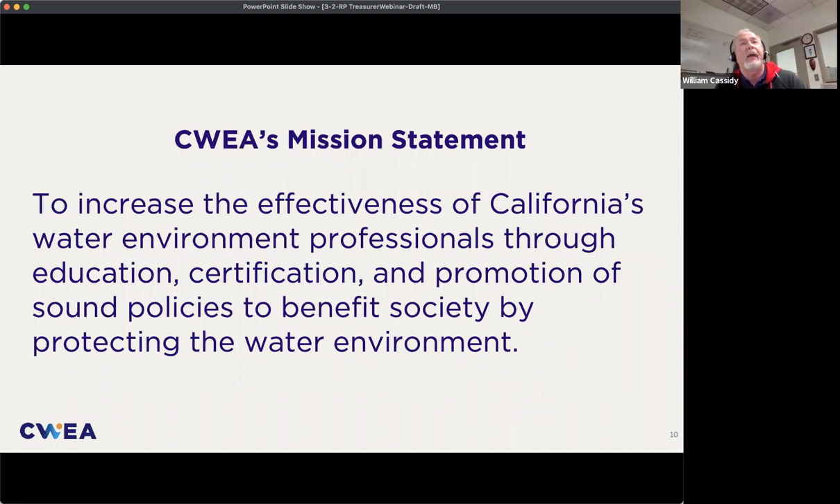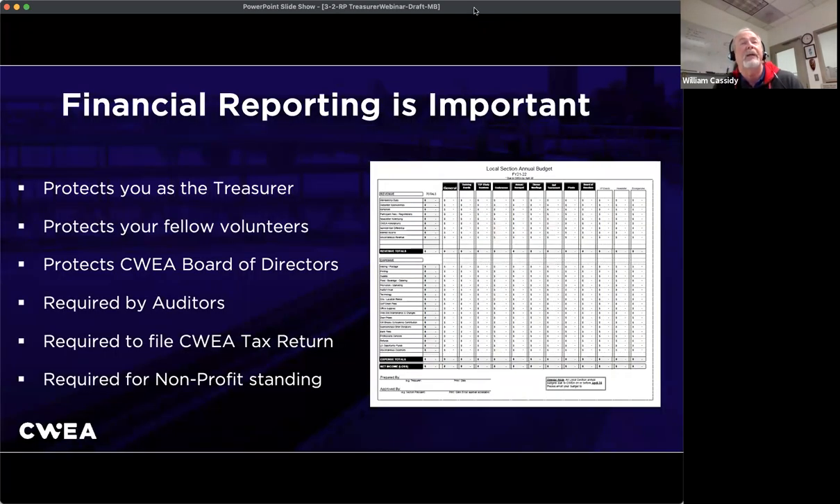Our mission, as a whole organization and as the local section's mission, is to increase the effectiveness of California's water environment professionals through education, certification, and promotion of sound policies to benefit society concerning the water environment. So you can see we have really three tasks: educate, certify, and promote for the benefit of the water environment. And everything we do must be in line with that mission.